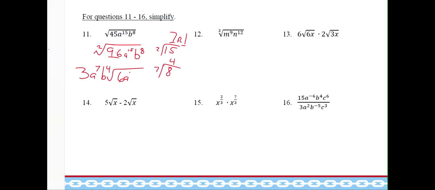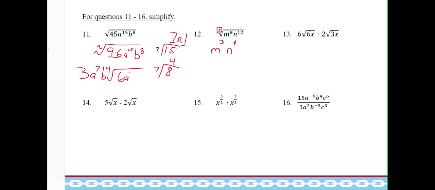For number 12, I'm taking the cube root of m to the 9th n to the 12th. That means I'm going to take these exponents and divide them by 3 because it's a cube root. So this 3 here tells me I'm dividing exponents by 3. So 9 divided by 3, this 9 from m to the 9th, is 3. And then n to the 12th, I take the 12 and divide it by 3, and I get 4.